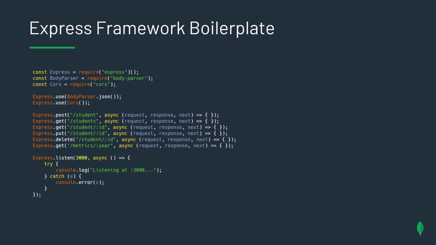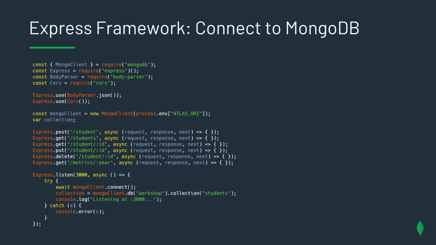Now, if you want to connect to MongoDB, you might add this. Assuming that you've already run npm install mongodb, you can import the Mongo client. And then you'll notice towards the middle, we have a new Mongo client that's using an Atlas URI. The Atlas URI comes from the Atlas dashboard. You would click the connect button and it would give you the string that you're supposed to use.